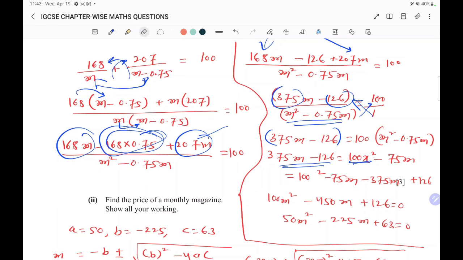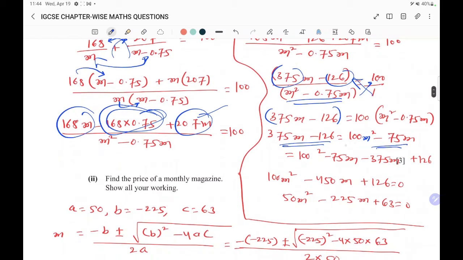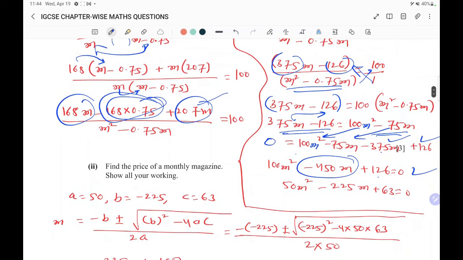So 375 M minus 126, which you can check here, 100 M, this is M square, not X square. This is 100 M square minus 0.75 M times 100, minus 75 M. So now 100 M square, minus 75 M, which you can check here. It will shift to the right side, which is minus 375 M and plus 126. So this is 100 M square minus 75 M minus 375 M, which is minus 450 M, plus 126 equals 0.